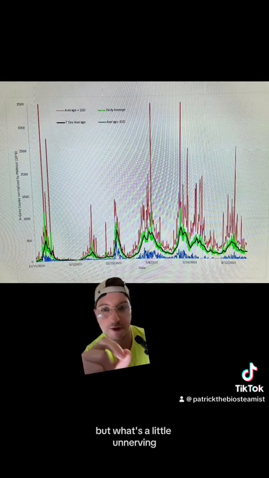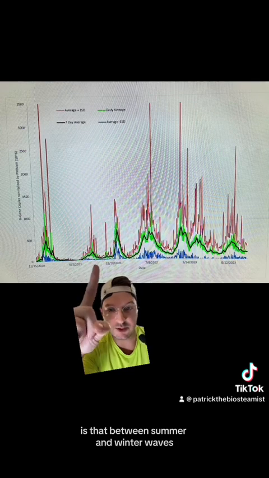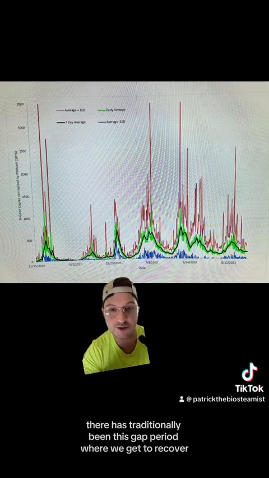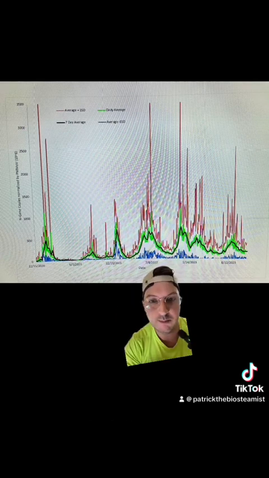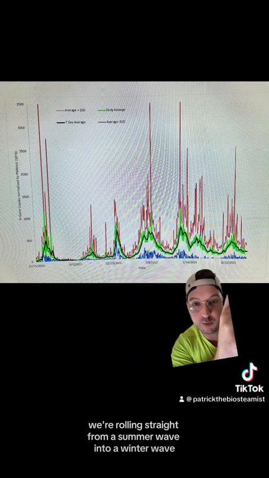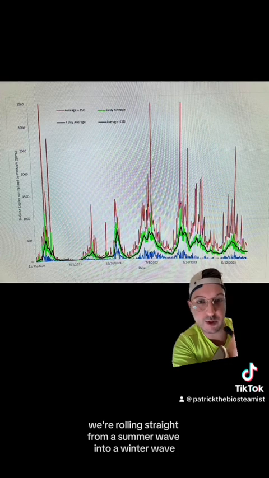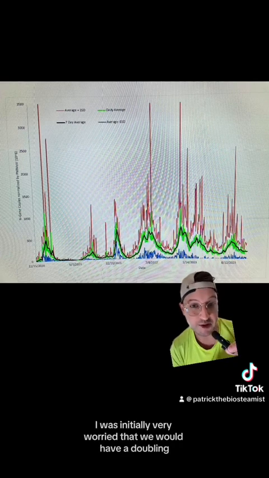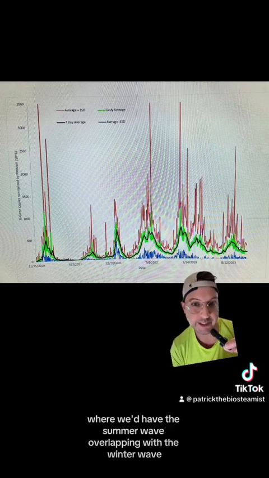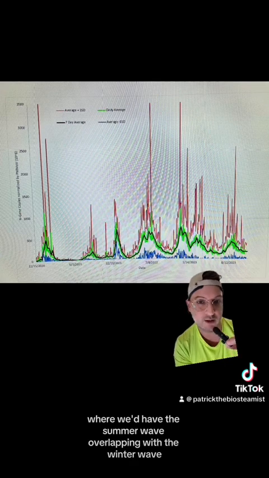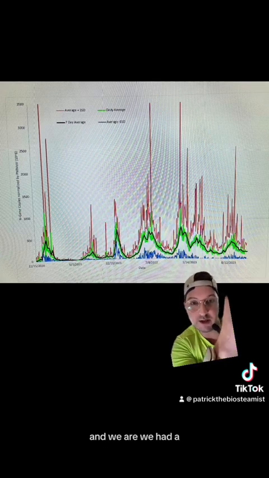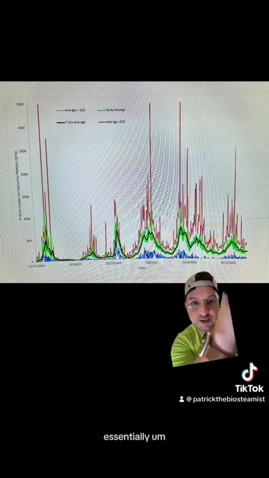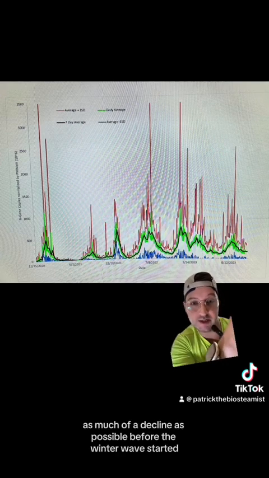But what's a little unnerving is that between summer and winter waves, there has traditionally been this gap period where we get to recover. But for this one, we're rolling straight from a summer wave into a winter wave. I was initially very worried that we would have a doubling where we'd have the summer wave overlapping with the winter wave, but it looks like we got lucky this year, and we had essentially as much of a decline as possible before the winter wave started.